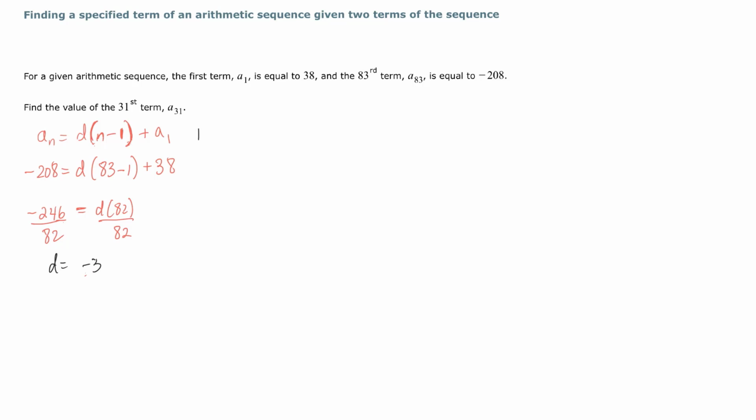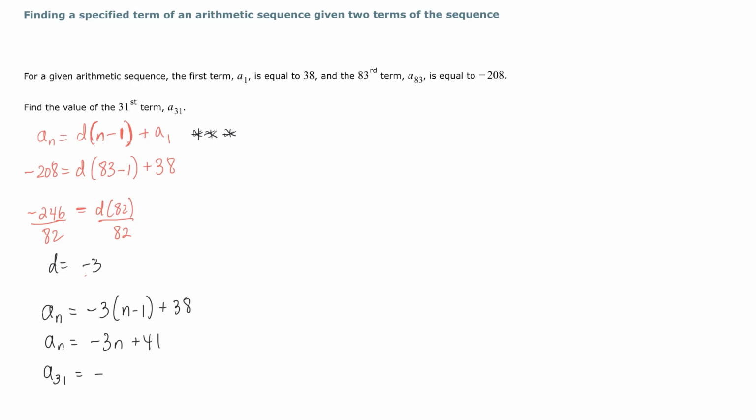Now we go back to this first equation, and we're going to write the function. We're going to write a sub n is equal to negative 3 times n minus 1 plus 38. Let's go ahead and simplify this. A sub n is equal to negative 3n plus 41. And why don't we find the 31st term? So let's find the expression a sub 31.